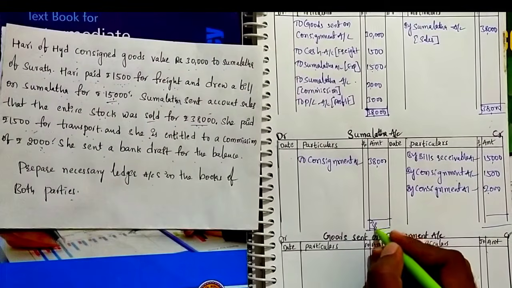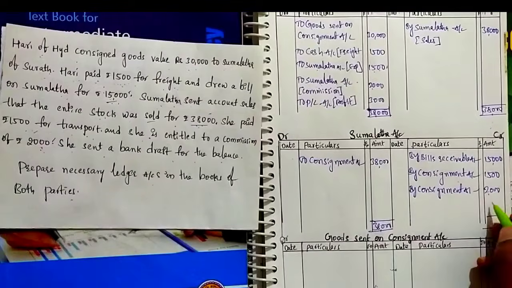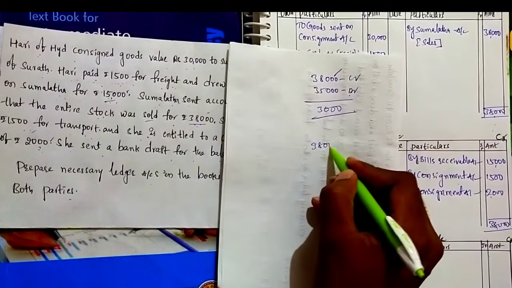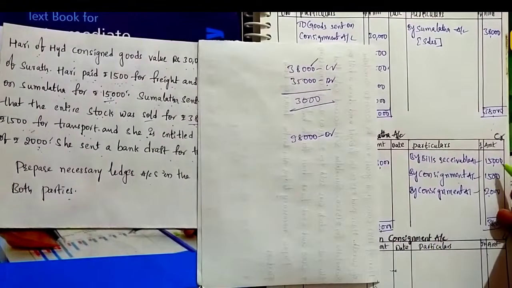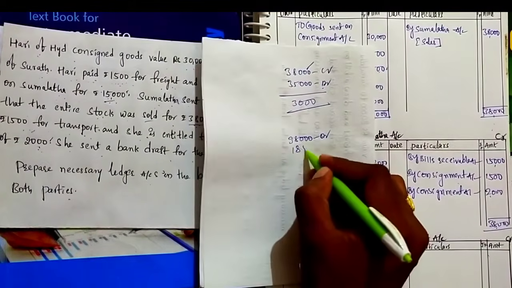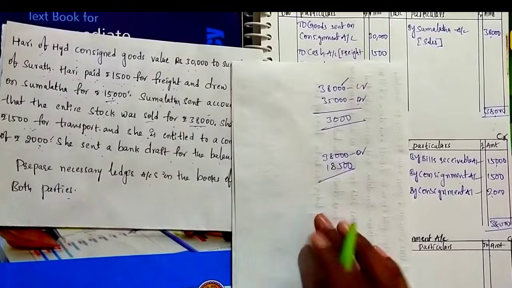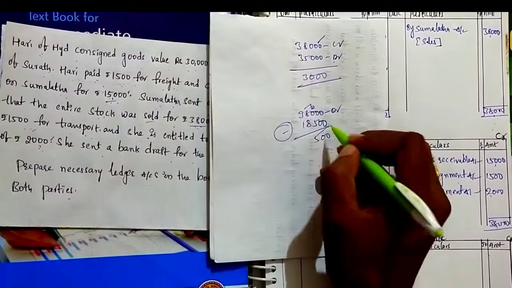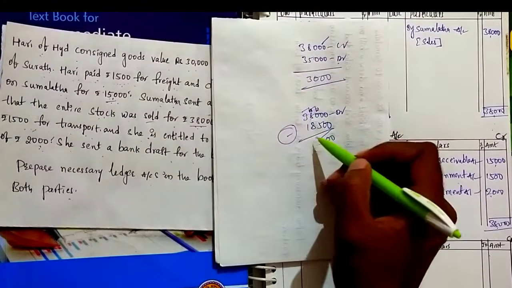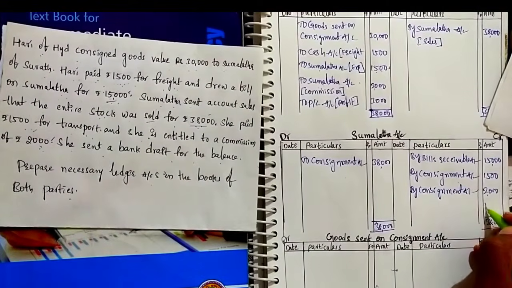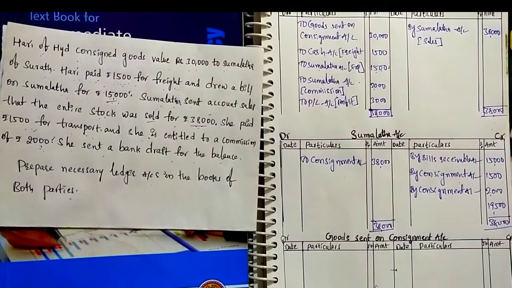Next, total for both sides 38,000 debit. Obviously the debit side is greater, 38,000. What is the difference? See this 15. 38,000 debit. What is the credit? 15,000 plus 1500, 16,500 plus 2,000, 18,500. What is the difference? 0 0, next 5. 17 minus 8, 9, next 2 minus 1, 1. 19,500. This is the balance due from Sumalata.